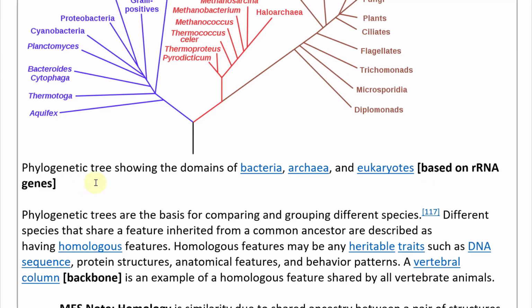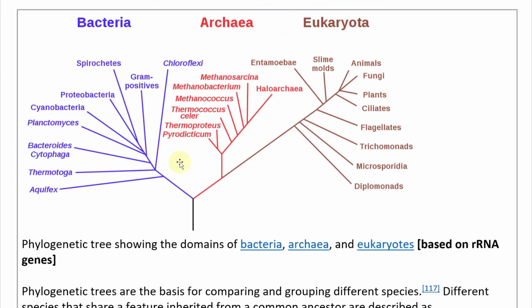So, a phylogenetic tree showing the domains of bacteria, archaea, and eukaryotes based on RNA genes. Yeah, so let's look at how this is set up. This is bacteria in blue, and they have the same common ancestor. So all of life supposedly has the same common ancestor.